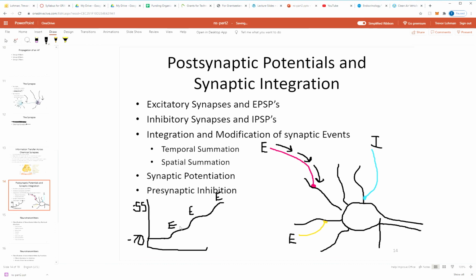So this is from E1, the first excitatory action potential, E2, E3. It is so hard to write. So 1, 2, 3, 1, 2, 3. Do you get how that might work? That's called temporal summation, because it's summation over time.